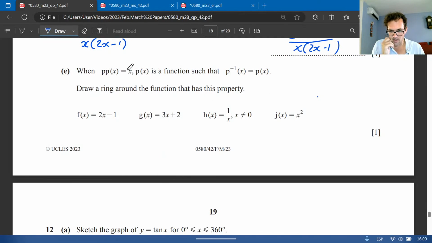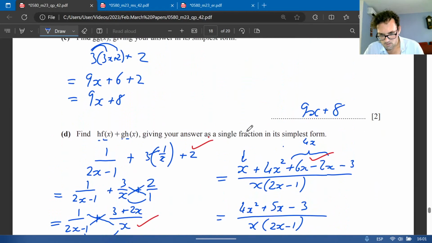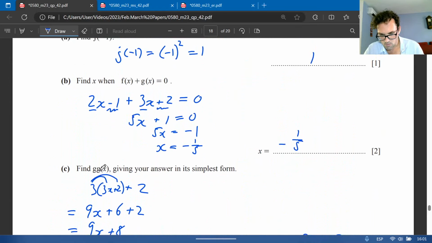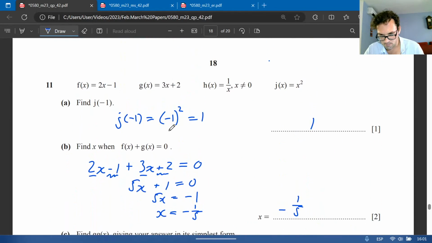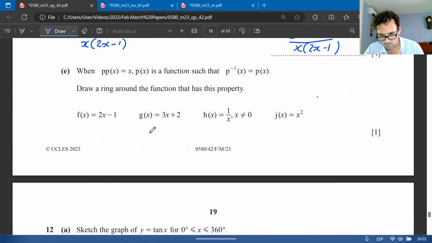When pp(x) equals x, which one of those are we going to try? When we put the one function into the other one, we need to get x. Cool, let's do it with the first one, alright? Haven't we done that already? ff(x). So we did gg(x), you see? And we didn't get x, we got 9x plus 8. So, very unlikely it's one of these.